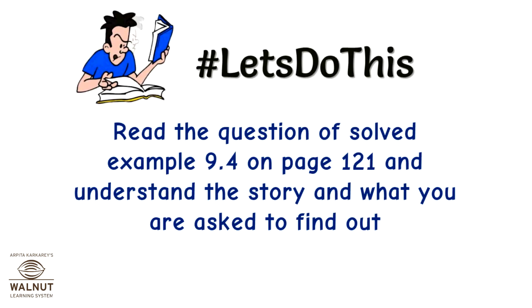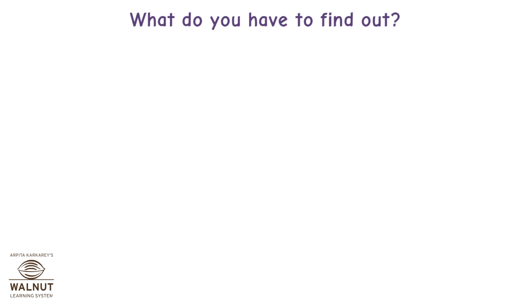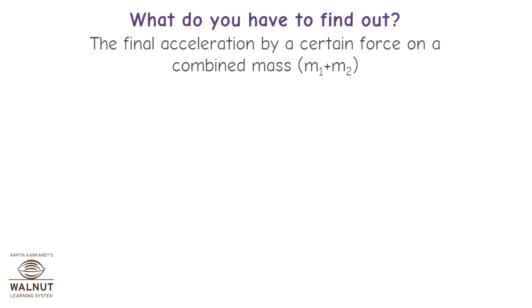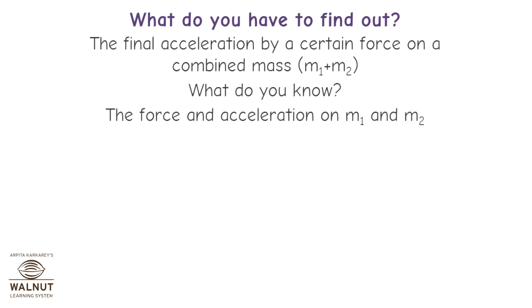Let's do this. Read the question of solved example 9.4 on page 121. Understand the story and what you're asked to find out. What do you have to find out? You have to find the final acceleration by a certain force on a combined mass m1 plus m2. What do you know? The force and acceleration on m1 and m2. 5 is equal to m1 into 10 and 5 is equal to m2 into 20.